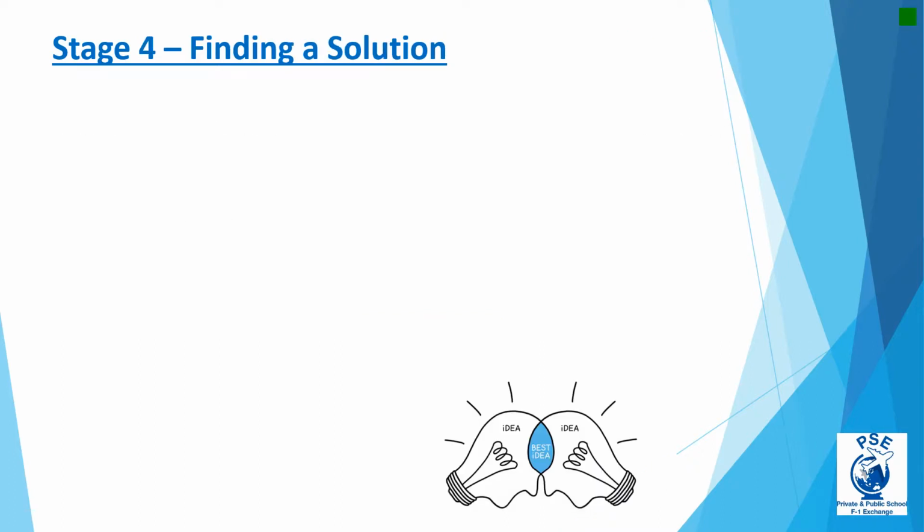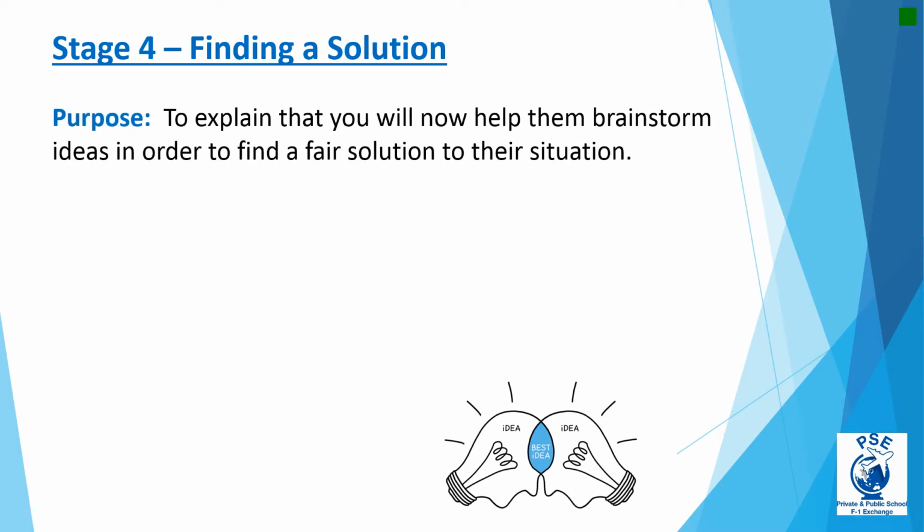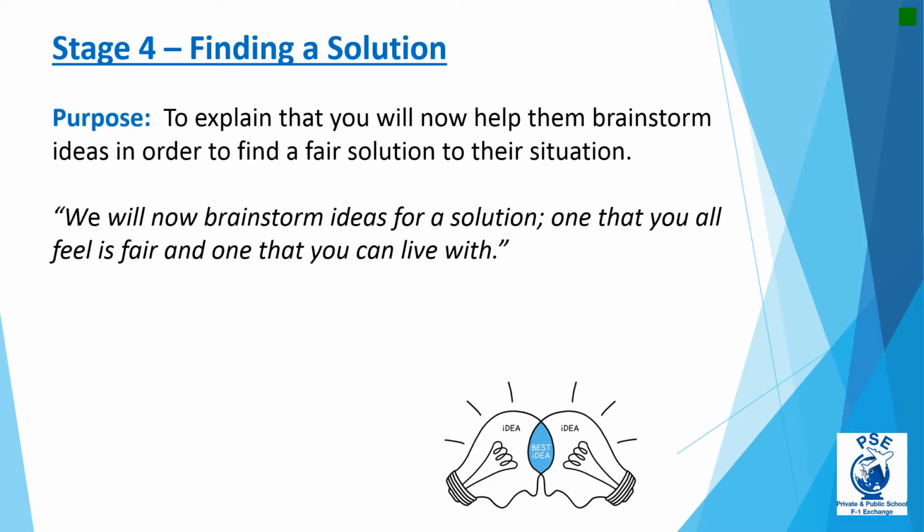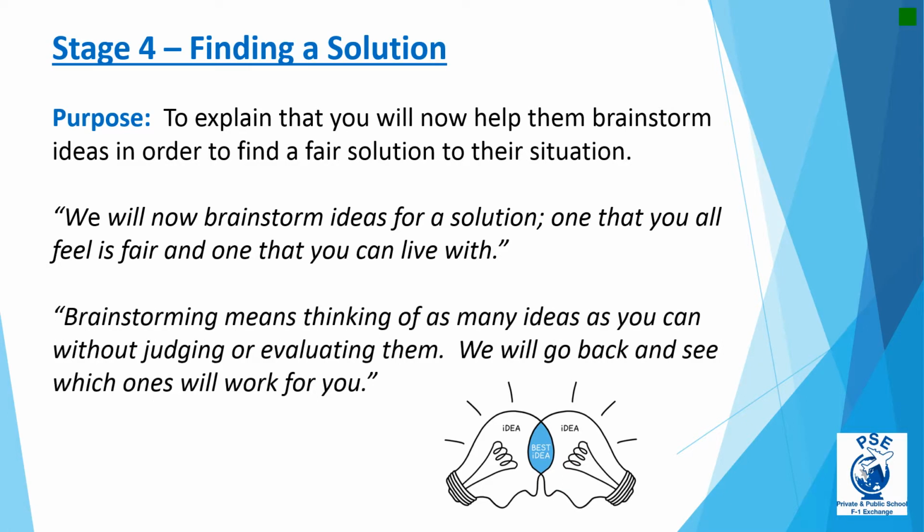Stage 4, Finding a Solution. The purpose of Stage 4 is to brainstorm ideas and negotiate a fair solution to the problem. Explain that you will now help them to brainstorm ideas in order to find a fair solution to their situation. Say something like, "We will now brainstorm ideas for a solution, one that you all feel is fair and one that you can live with. Brainstorming means thinking of as many ideas as you can without judging or evaluating them. We will go back and see which ones will work for you."